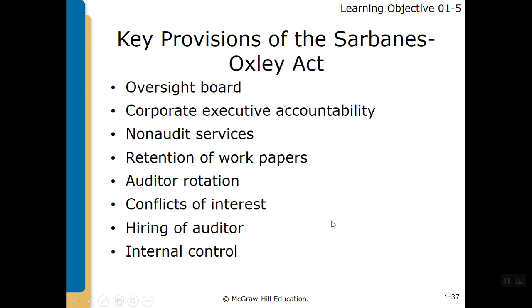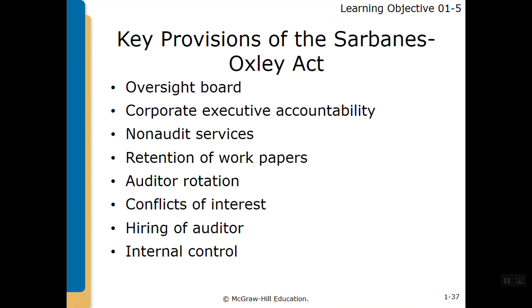Some of the things that the Sarbanes-Oxley Act did was put in place an oversight board for publicly traded companies. They cracked down on corporate executive accountability. In other words, they really stressed that the leaders of companies, so the board of directors and management, are responsible for that financial reporting, and they have to actually attest that they are reporting things accurately, and if not, there are consequences for that.